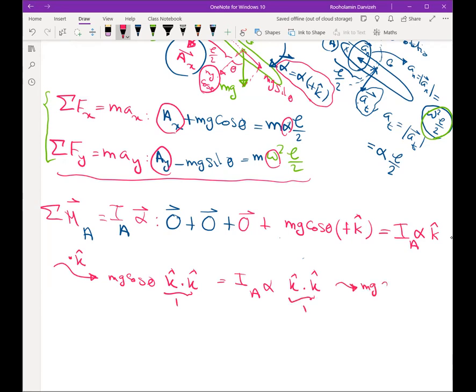Then mg cosine theta equals I_A alpha. Now, I rewrite the equation I have.